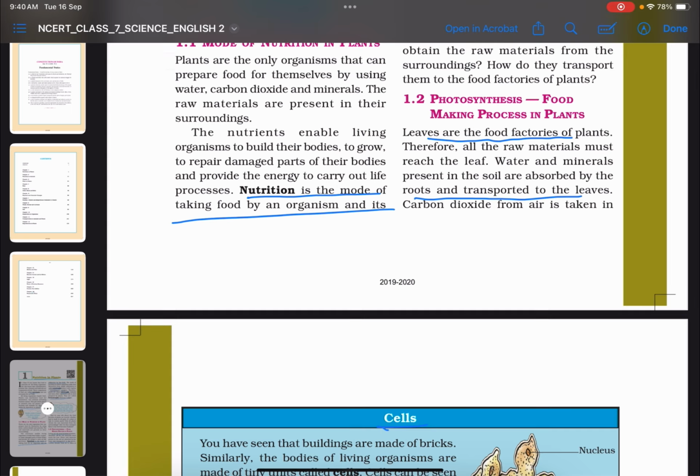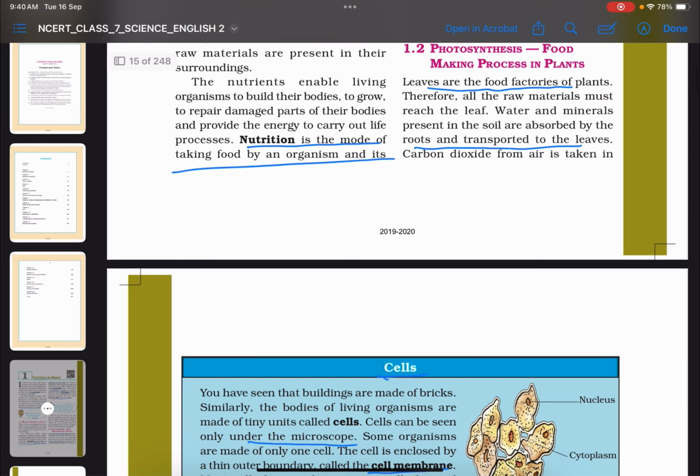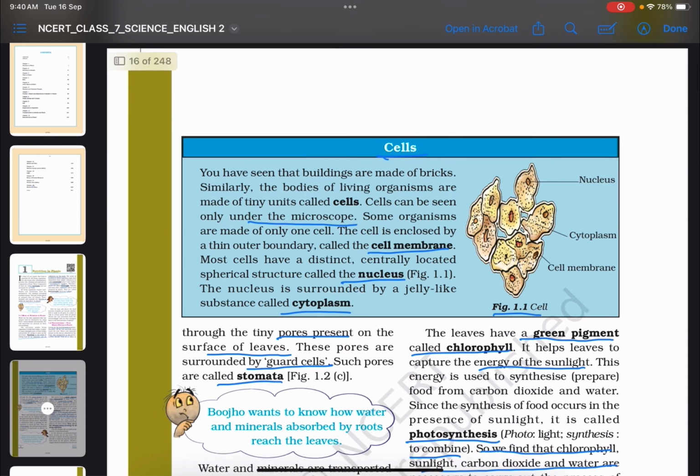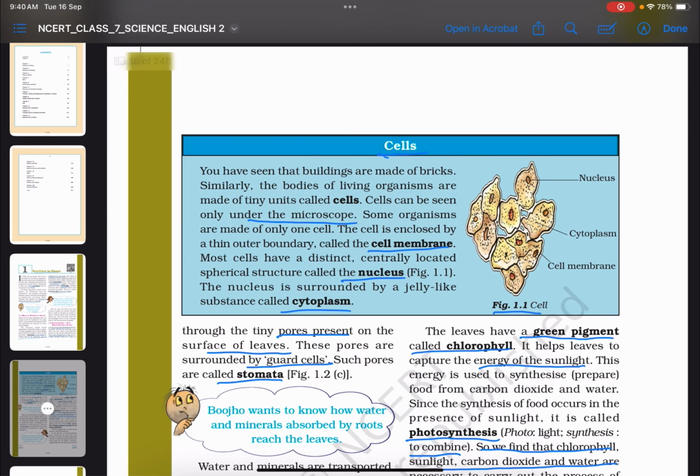Leaves are the food factories of plants, therefore, all the raw materials must reach the leaf. Water and minerals present in the soil are absorbed by the roots and transported to the leaves. Carbon dioxide from air is taken in through the tiny pores present on the surface of leaves. These pores are surrounded by guard cells. Such pores are called stomata.